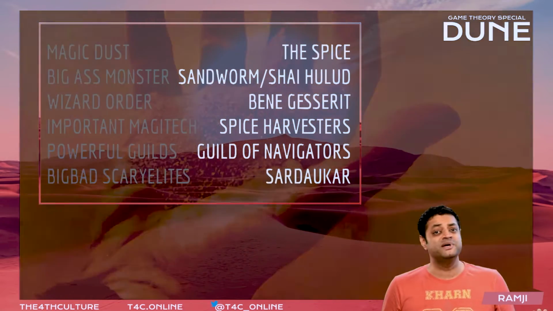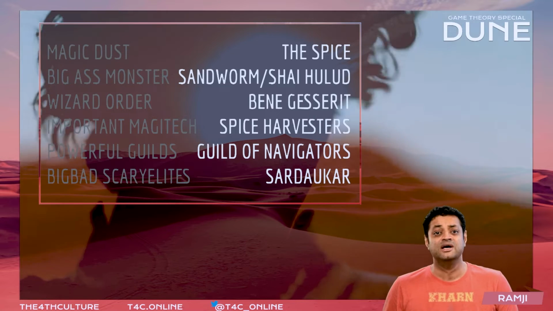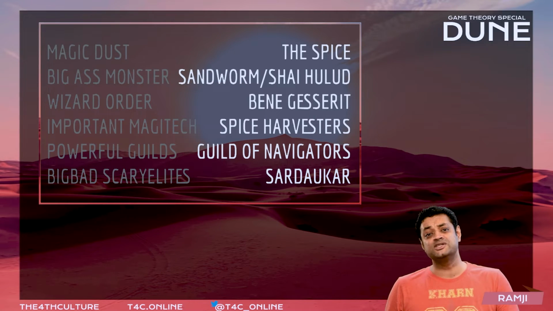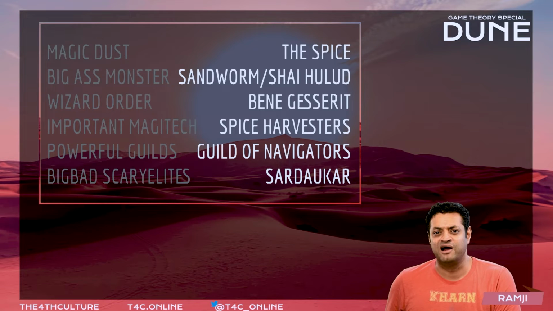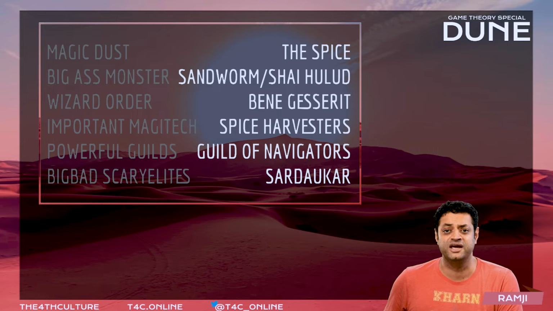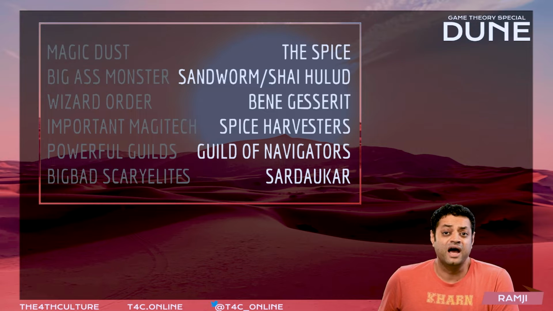And then finally, you've got the big, bad, scary elites. And I say finally because there's so many other comparisons I can pull, but in this case, the big, bad, scary elites are the Emperor's Sardaukar, the shock troops that the Baron Harkonnen has to negotiate with Reverend Mother Gaius Helen Mohiam on behalf of the Emperor in order to borrow them as part of the attack they make on the Atreides in Dune or Arrakis.